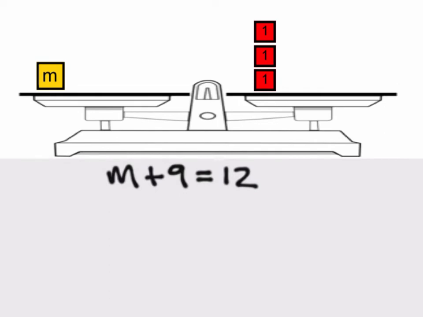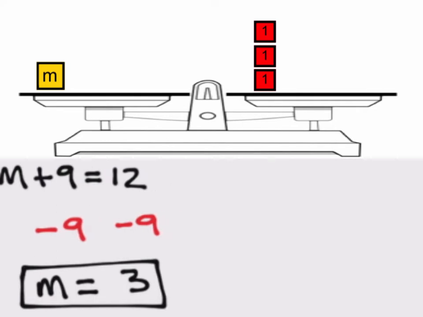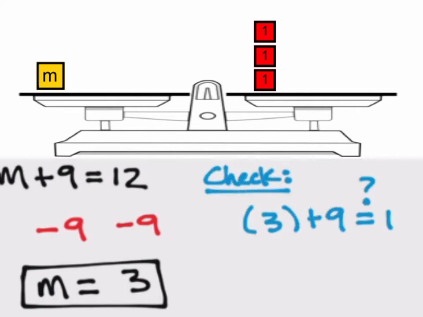So from here, it's clear that the m block weighs 3 kilograms, so m must equal 3. With the equation, in order to isolate that variable, all we need to do is subtract 9 from both sides of the equation, and we see that, again, m equals 3. Now, eventually, we like to be comfortable solving these equations just looking at the mathematical notation below. But it is really helpful to continue to think about these with regards to the scale.